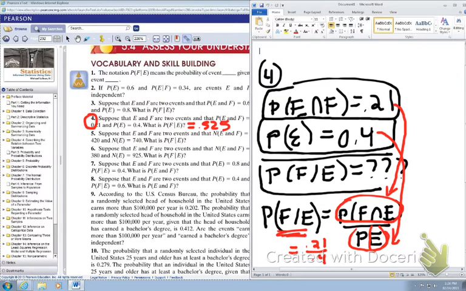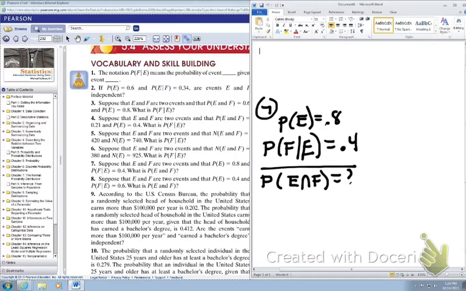Okay, now recall that sometimes the author is going to switch the language up on you. So let's go ahead and try number 7. It says, suppose that E and F are two events and that the probability of E alone is 0.8. And the probability of F given E is 0.4. And then it says, what's the probability of E and F? Well, I can't answer those things unless I have those relationships memorized that we talked about before, or at least if I understand those relationships. So let's start there.